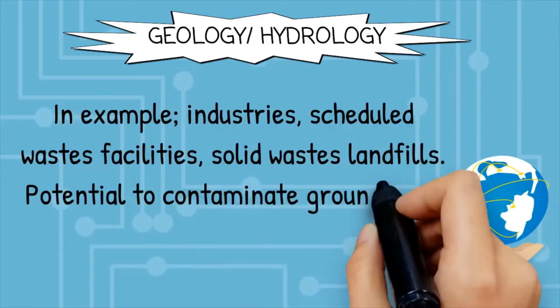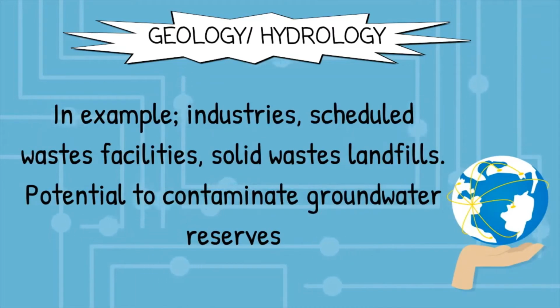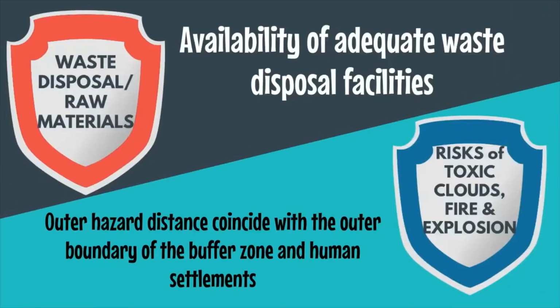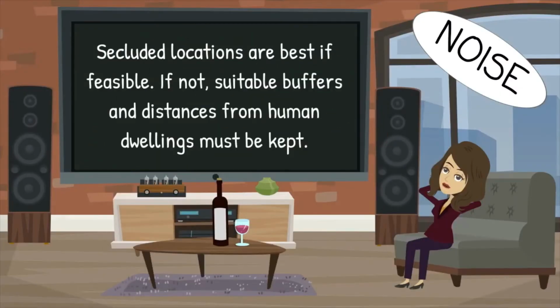Geology or hydrology. Siting of facilities, for example industries, scheduled wastes facilities, solid wastes landfills, should have due regard for their potential to contaminate groundwater reserves. Waste disposal or raw materials: site near to sources of principal raw materials and ensure availability of adequate waste disposal facilities. Next, risks of toxic clouds, fire and explosion. Locate so that the outer hazard distances coincide with the outer boundary of the buffer zone and human settlements. Noisy operations: secluded locations are best if feasible. If not, suitable buffers and distances from human dwellings must be kept.